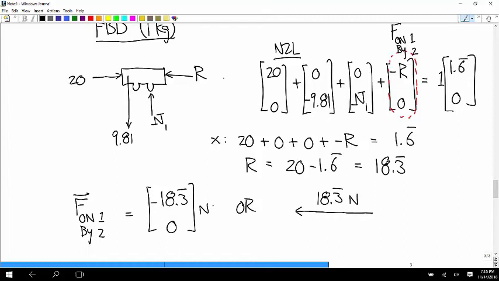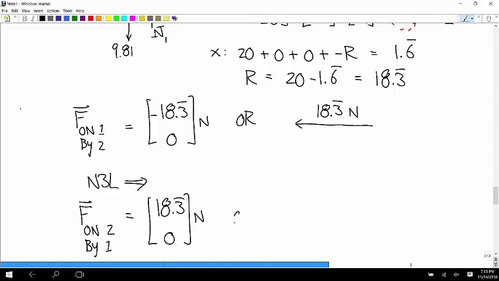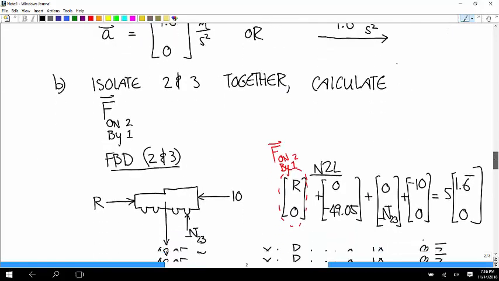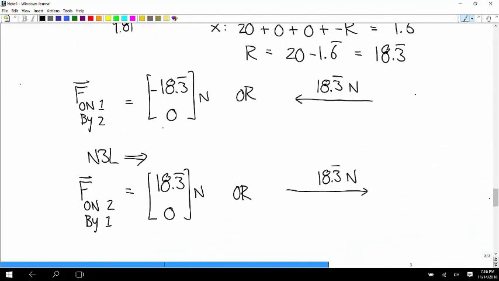And so you're talking about a single contact force. If you're talking about the relationship between the force on 1 by 2 and the force on 2 by 1, that's a single contact force, then Newton's third law says the force on 2 by 1 is the opposite of this. So that's 18.3 repeating, 0, or the opposite direction and the same magnitude. And that better be what we got before. Yes. Any questions about that?